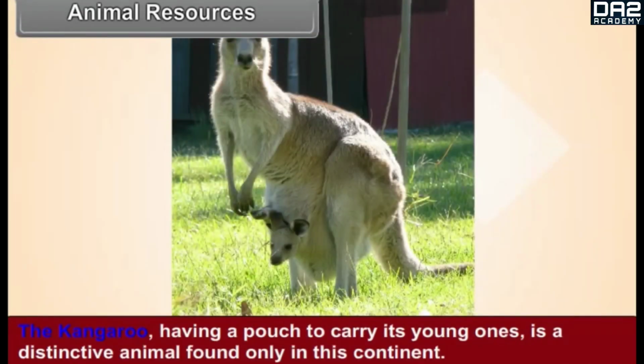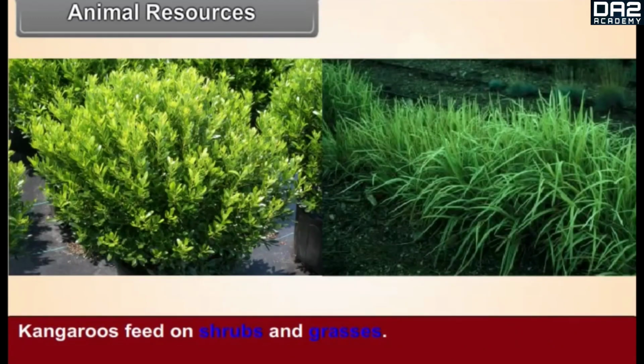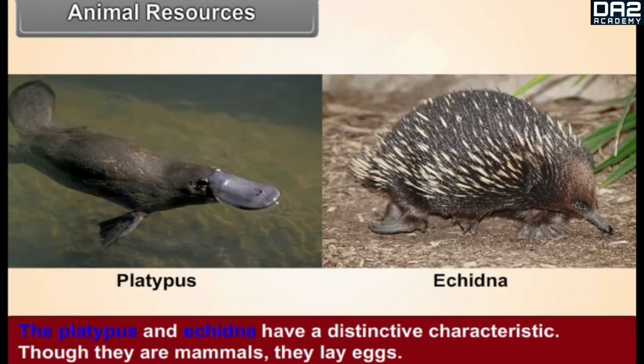The kangaroo, having a pouch to carry its young ones, is a distinctive animal found only in this continent. Kangaroos feed on shrubs and grasses. The platypus and echidna have a distinctive characteristic. Though they are mammals, they lay eggs.